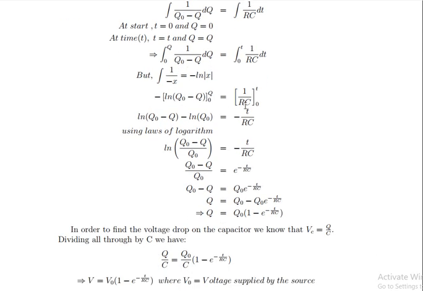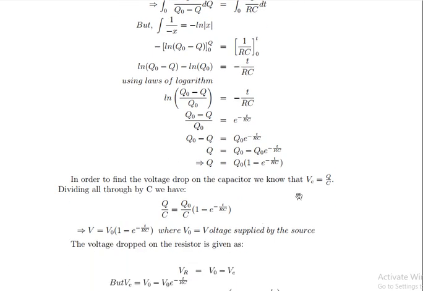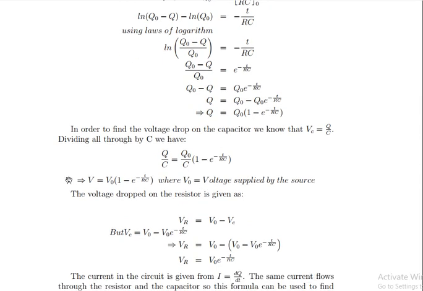All this is going to bring us to this formula here: Q is equal to Q0 times 1 minus e raised to the power negative t over RC. This is the formula for the charge on the capacitor. To get the voltage on the capacitor, you just need to divide both sides by C. The voltage on the capacitor is given as V is equal to V0 times 1 minus e raised to the power negative t over RC.